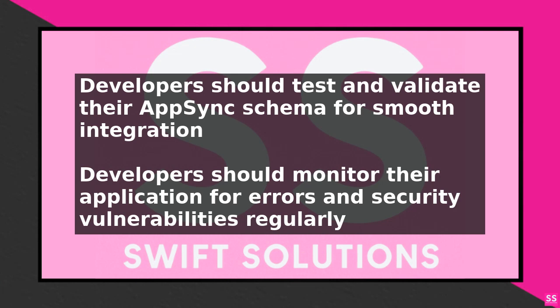Conclusion. In conclusion, integrating AWS Amplify with AppSync can be challenging, but by understanding the common issues and following practical solutions and best practices, developers can overcome these challenges and build successful applications. By taking the time to configure authentication and authorization settings correctly, define accurate data models, and follow best practices, developers can ensure a smooth and successful integration of AWS Amplify and AppSync.